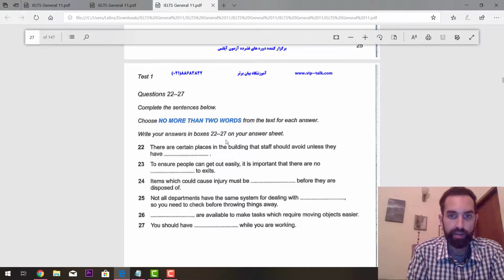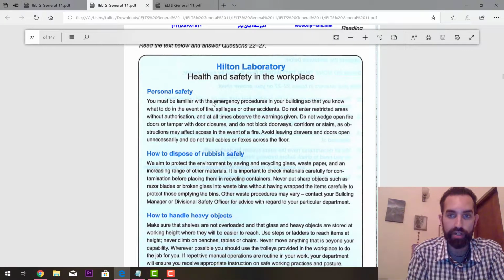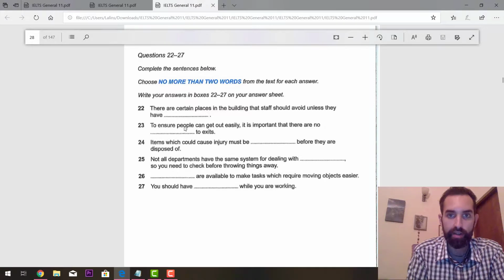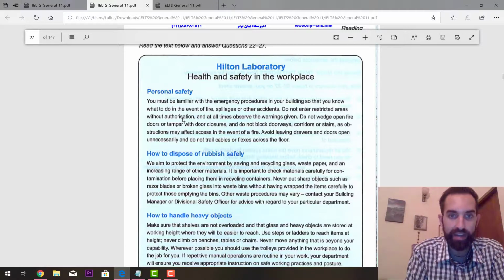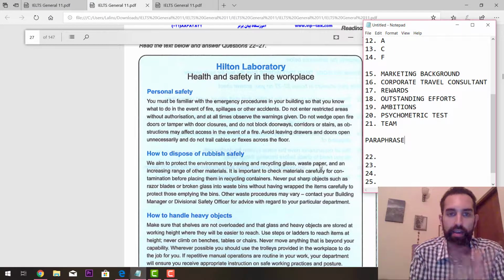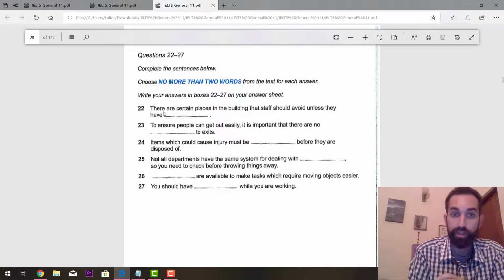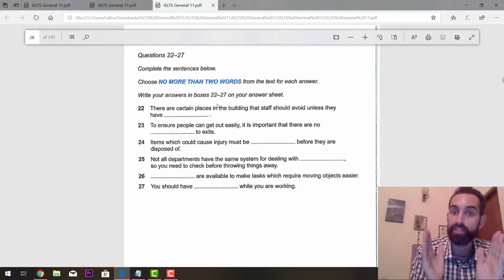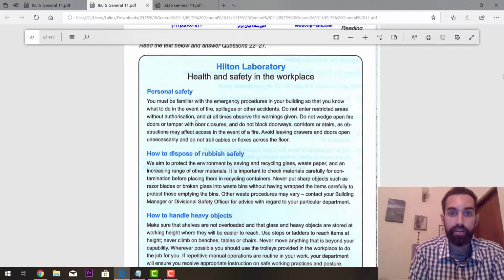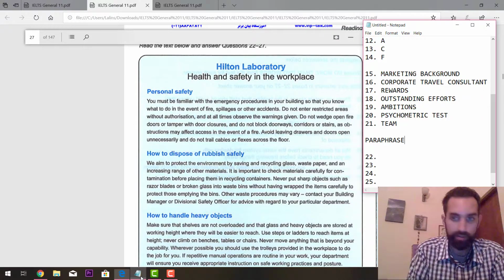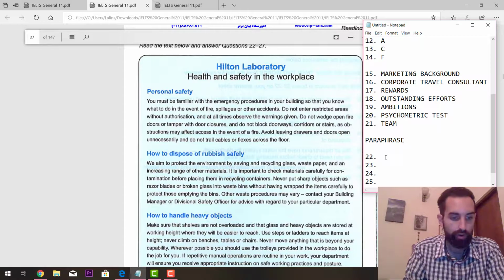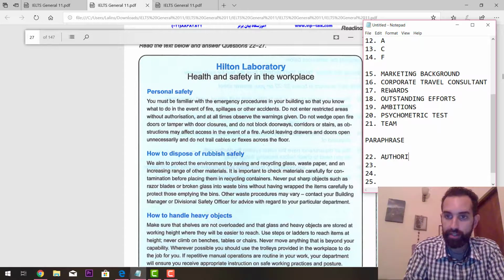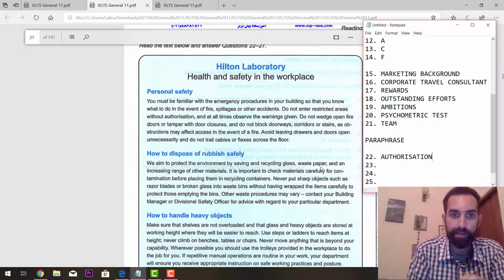Okay, so the questions here. Certain places in the building. Okay, so they just mentioned restricted areas. So you cannot enter restricted areas unless they have authorization. So that is our answer there. They're saying that, like the question says, there are certain places in the building that staff should avoid unless they have authorization. Places that you should avoid, restricted areas. That's restricted. Okay? So that would be authorization. That is our answer.